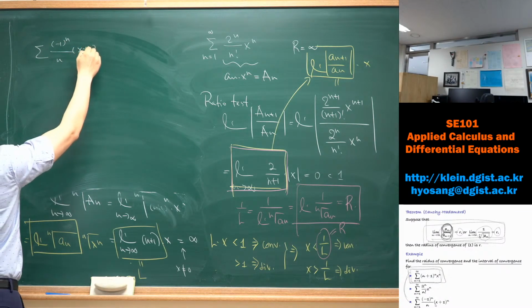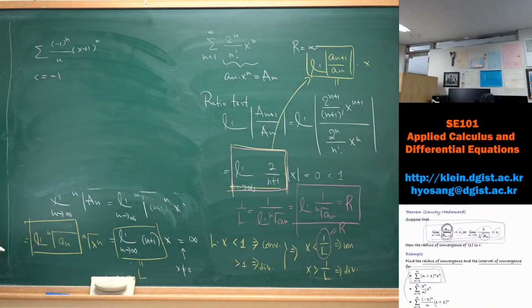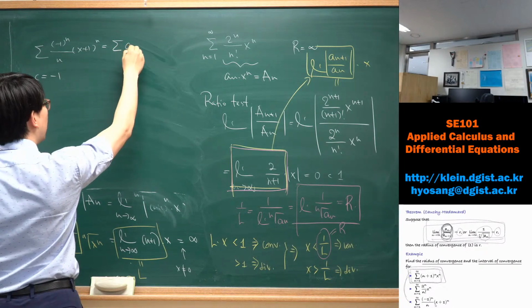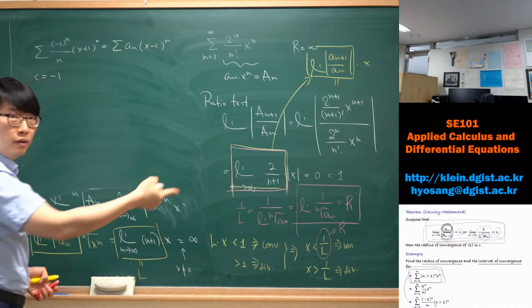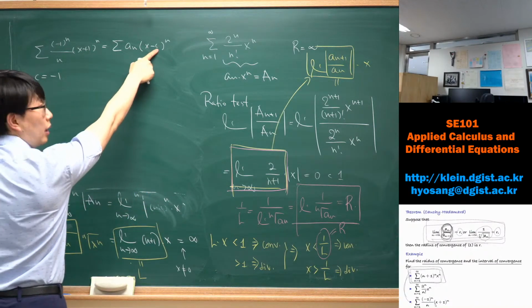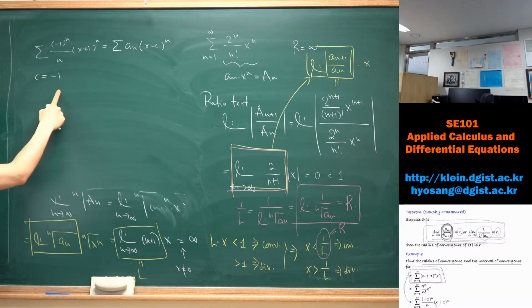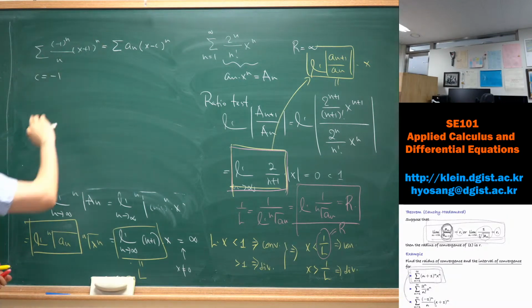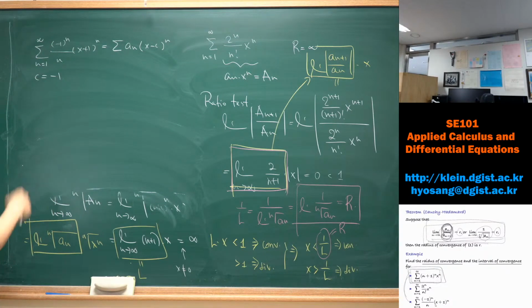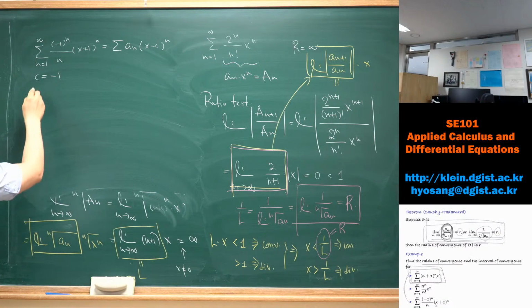Here we have (x plus 1) to the power of n over n. So now c is minus 1. You have to remember that the basic form of a power series is always a_n times (x minus c) to the n, and in order to get plus 1 here, you have to have c equal to negative 1. So negative 1 is the center. Anyway, let's try to use the alternating series test.